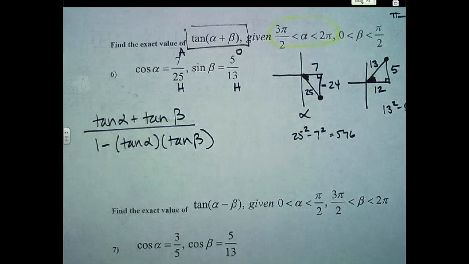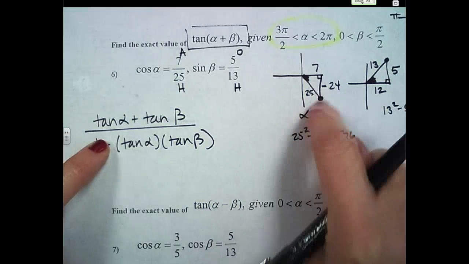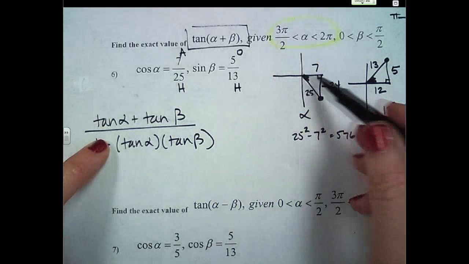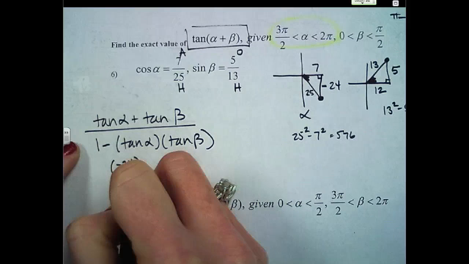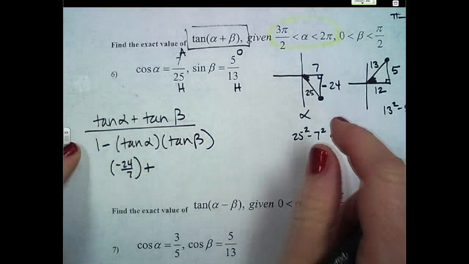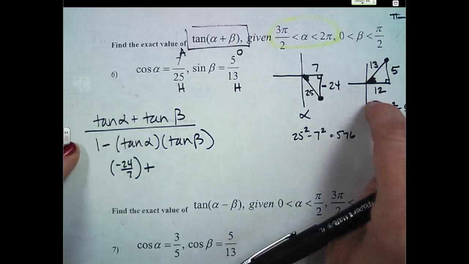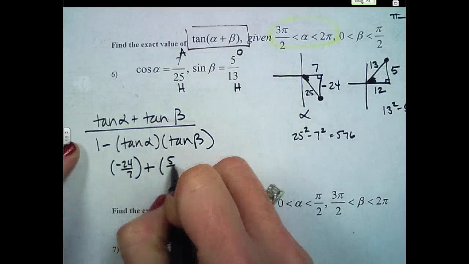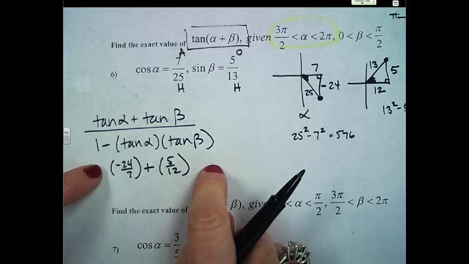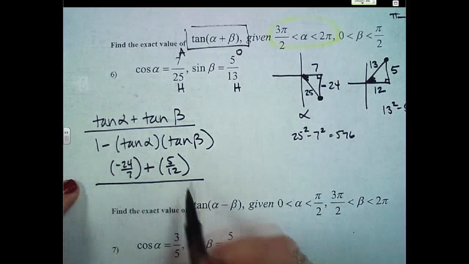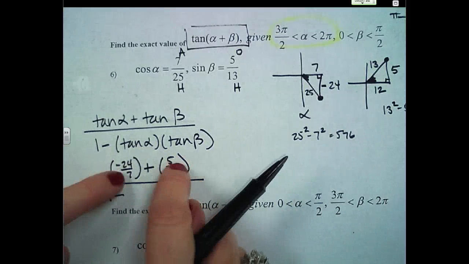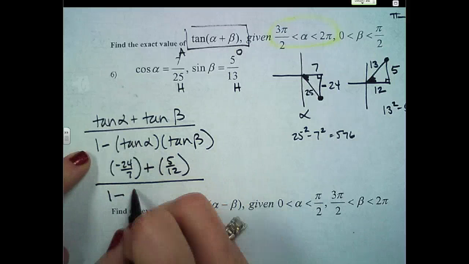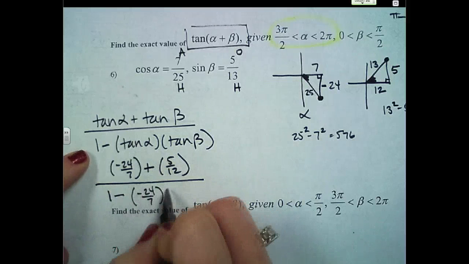So what is tangent of alpha? So we're going to look for this one. Tangent of alpha would be what? Right, opposite over adjacent, so negative 24 over 7. Now then I want tangent of beta, opposite over adjacent would be 5/12. This is the line that's required. Over, and then I had a plus here, so I move it to minus. 1 minus, and then remember I just multiply these two values. Tangent alpha times tangent beta. So negative 24 over 7 times 5/12.